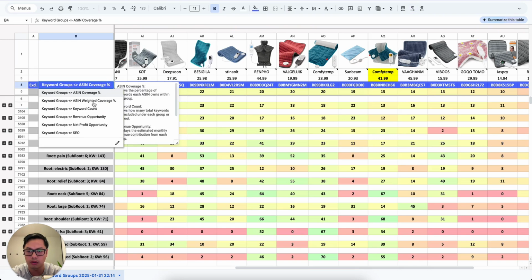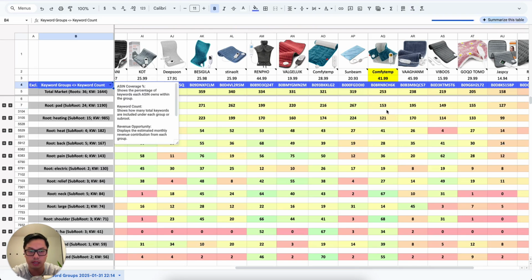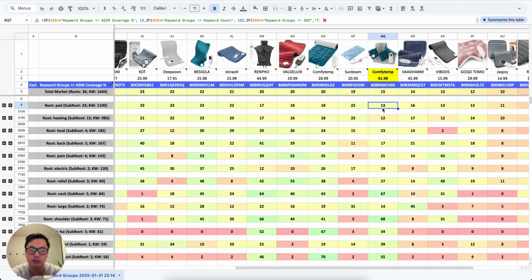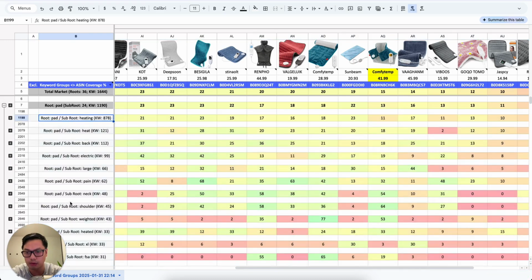So if I select this keyword count, I own 153 of these 1,190 keywords. That's how you have to think about it. When you think about it in terms of a percentage, what it's telling me is whether I have enough coverage within that root or subroot word. All of these are broken down at the group level and the subroot level, so you're able to drill down into many levels to understand why.